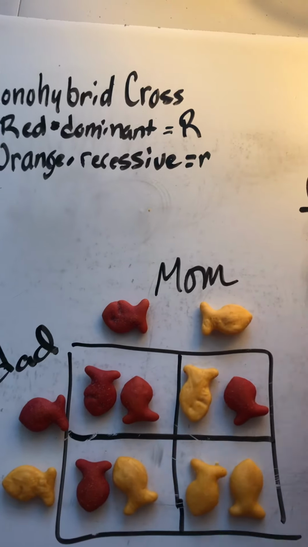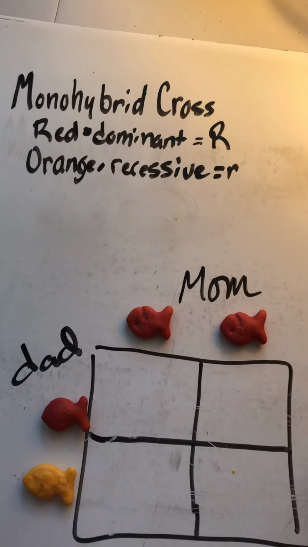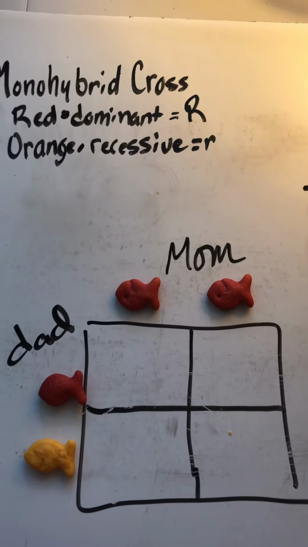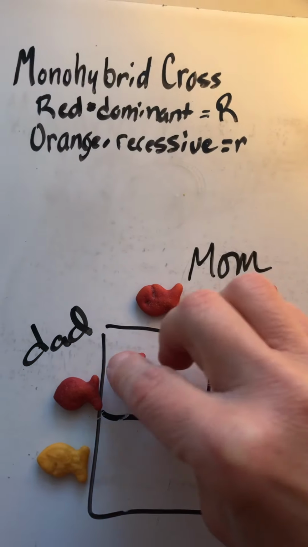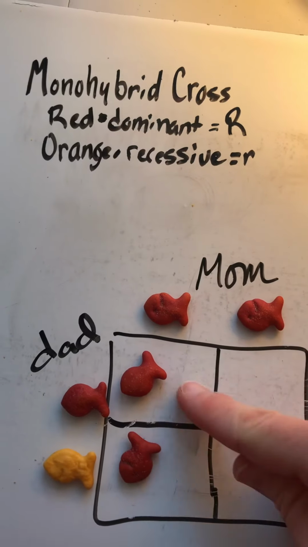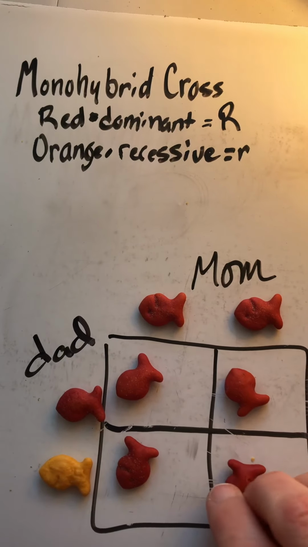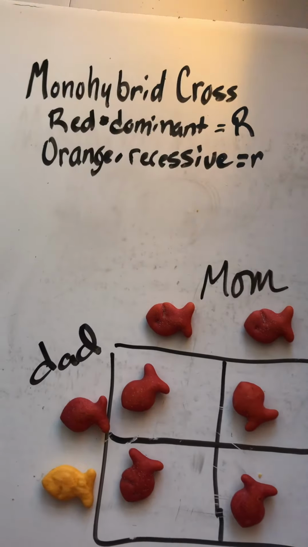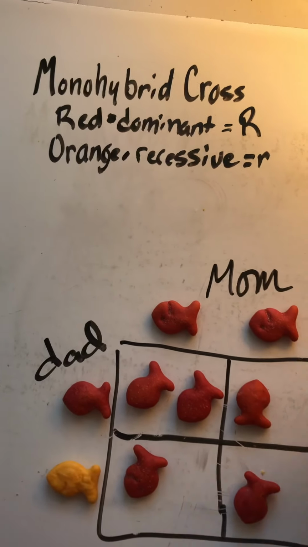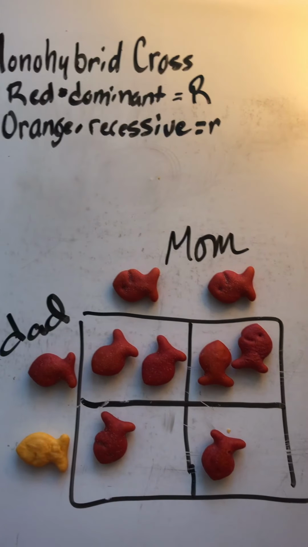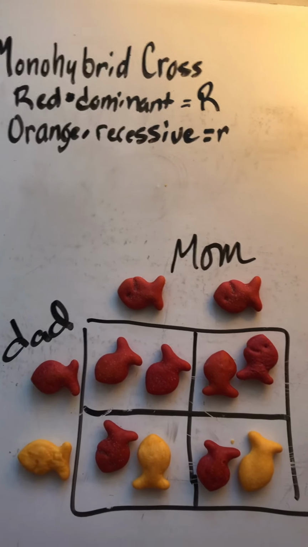Let's switch it up. Let's say instead of mom being a heterozygote, we're going to make mom homozygous dominant. And just because we already have the 4 lines drawn, we're going to keep it the same. So mom, again, is donating a red to these 2 offspring, and mom is also donating a red to these 2 offspring here. Now we're going to go across the row. Dad is donating a red to both of these offspring, and over here dad is donating an orange to these offspring during fertilization. But how does this mess up our ratios?